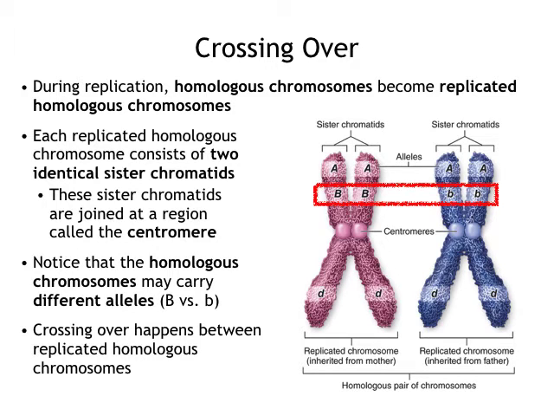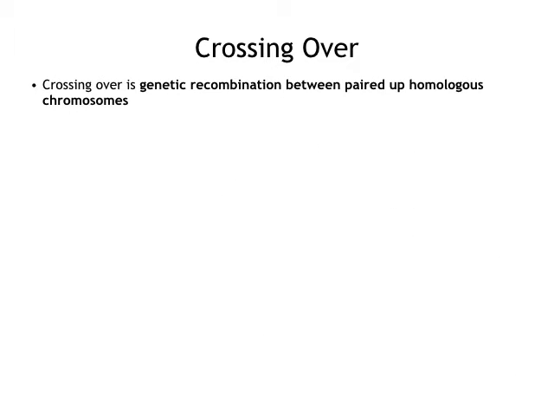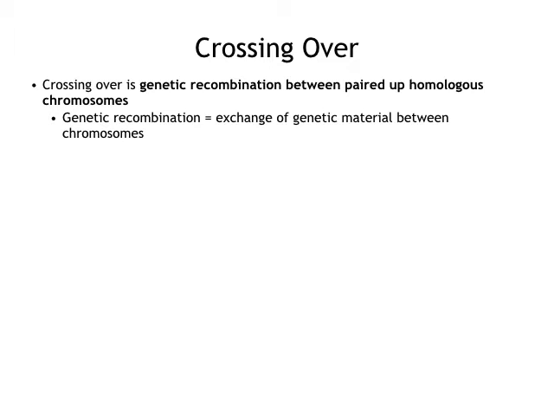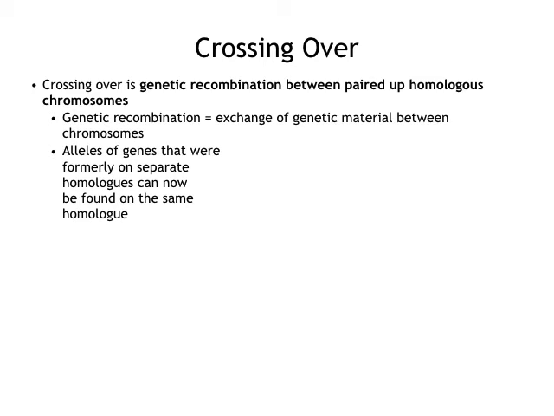So crossing over happens between these replicated homologous chromosomes so that they can exchange alleles. Crossing over is genetic recombination between paired up homologous chromosomes. Genetic recombination is just the exchange of genetic material between chromosomes. And what ends up happening is that alleles of genes that were formerly on separate homologs can now be found on the same homolog. And when I say homolog here, I mean homologous chromosome.